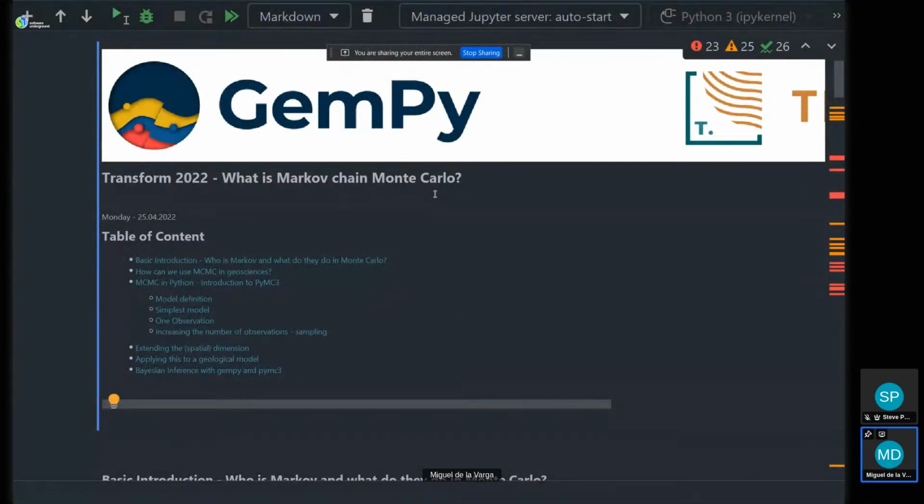Any comments in the Slack? Not yet, apart from the one about the SharePoint.